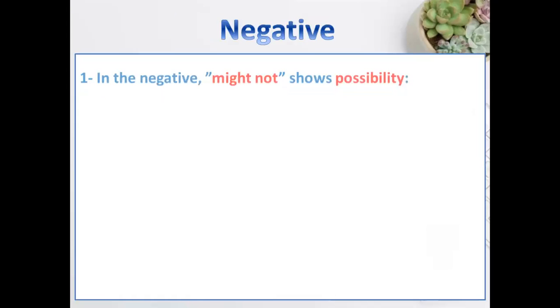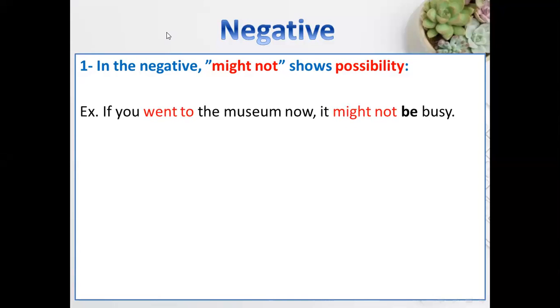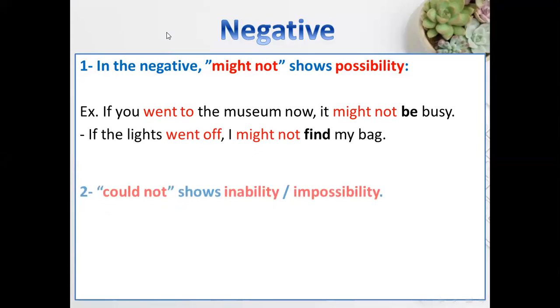In the negative, might not shows possibility. If you went to the museum now, it might not be busy. Not busy means it might be free. If the lights went off, I might not find my bag.